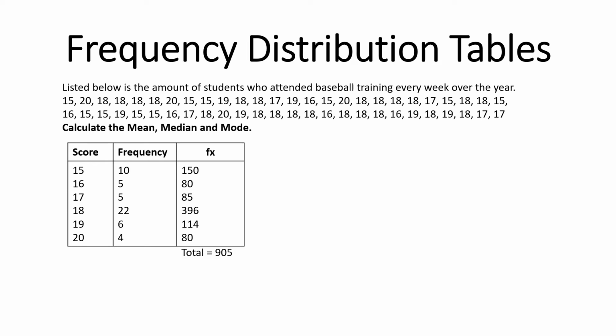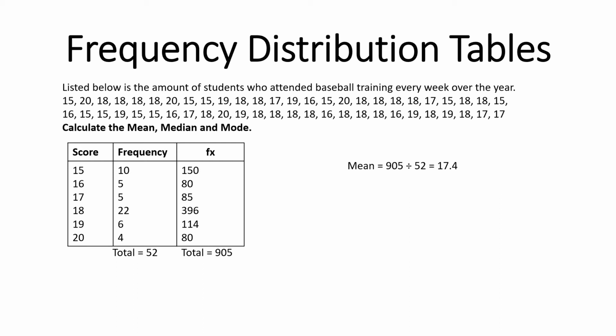At the bottom, I've put the total of the FX column. So 150 plus 80 plus 85 plus 396 plus 114 plus 80. I've also done the total of the frequency column: 10 plus 5 plus 5 plus 22 plus 6 plus 4, and that equals 52.